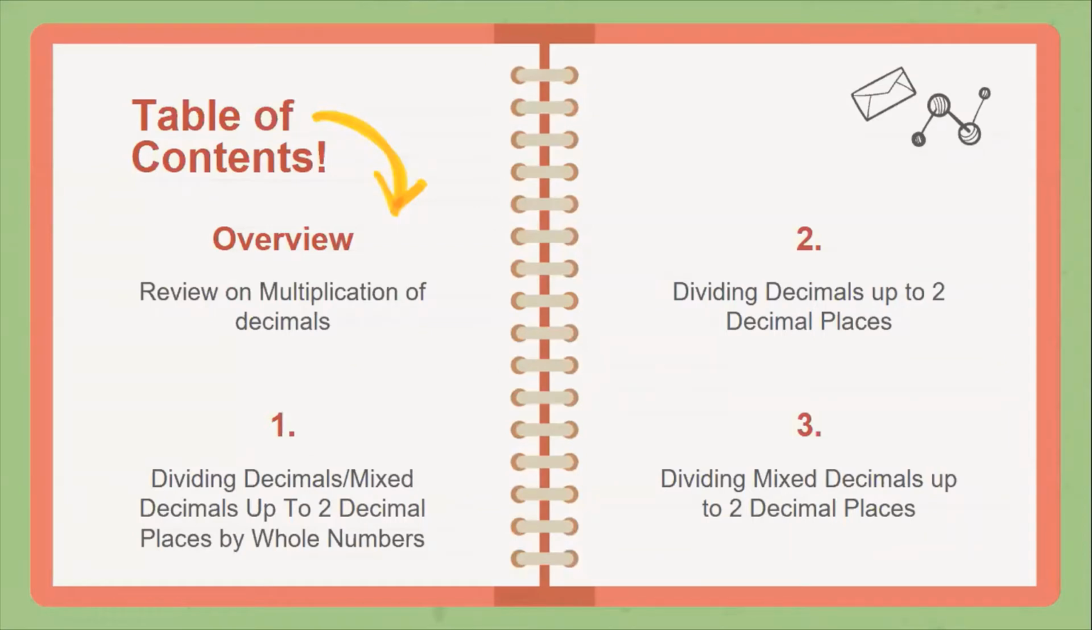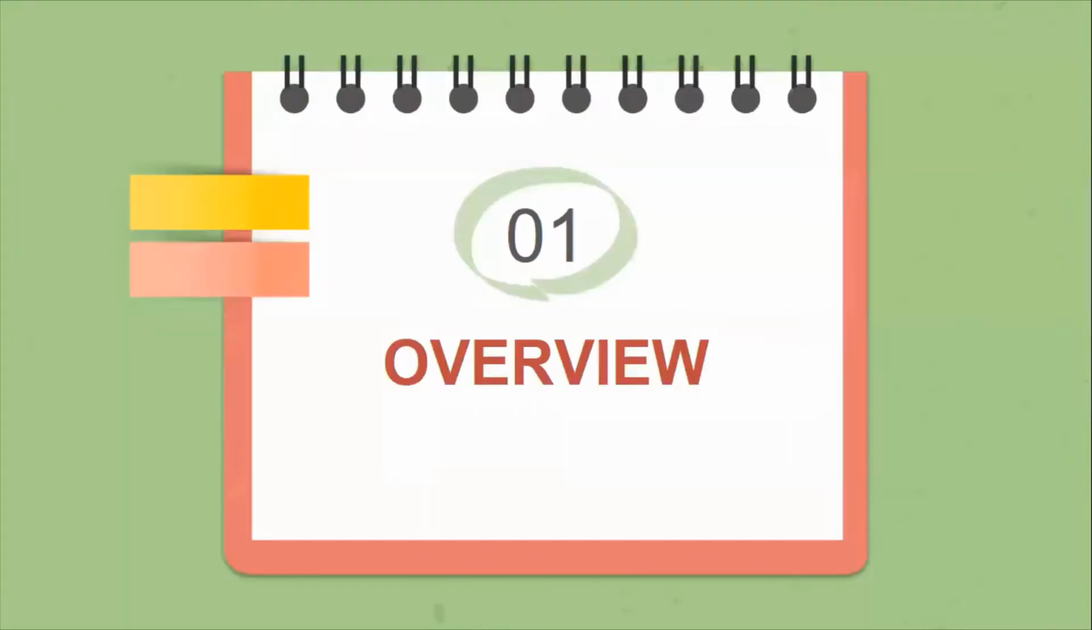For the table of contents, number 1, we will have a review on multiplication of decimals. First lesson, we will divide decimals or mixed decimals up to 2 decimal places by whole numbers. Number 2, we will divide decimals up to 2 decimal places. And lastly, we will divide decimals or mixed decimals up to 2 decimal places. So let us start with our overview.